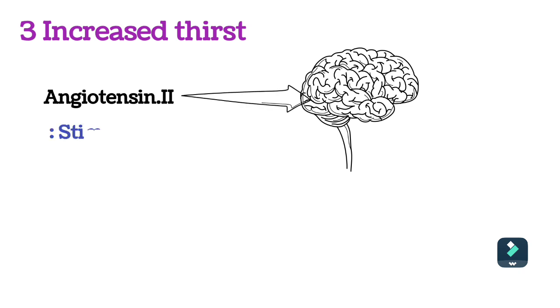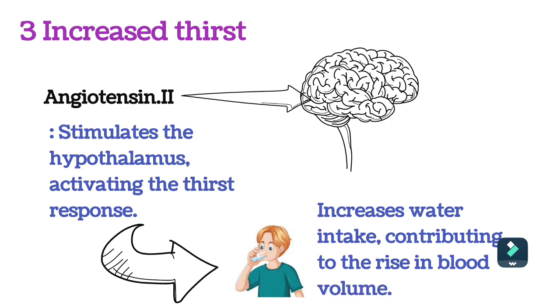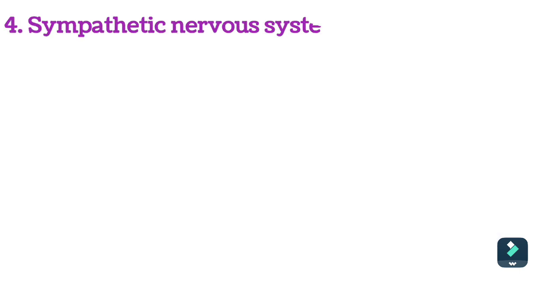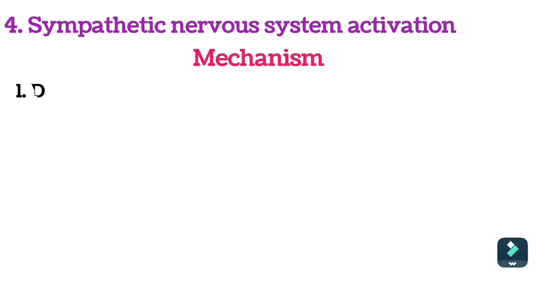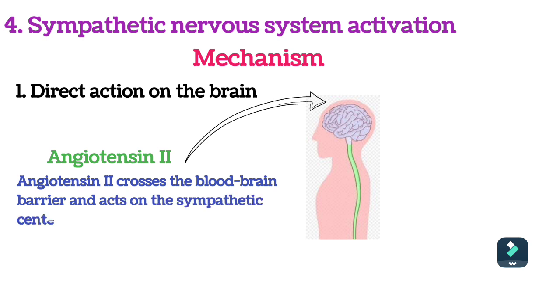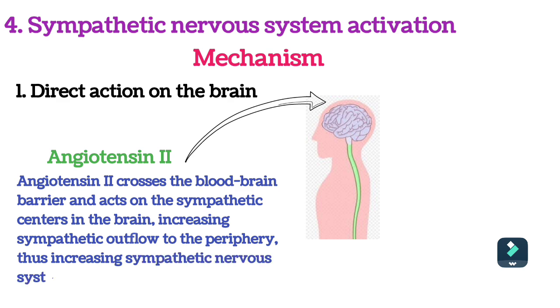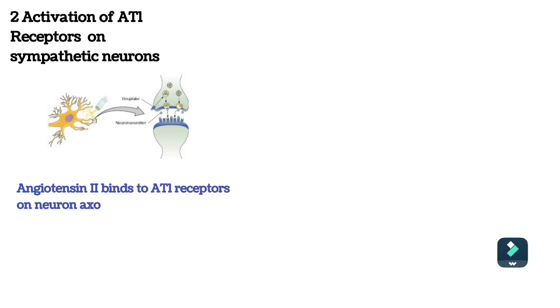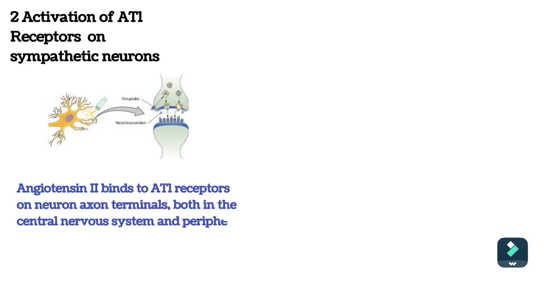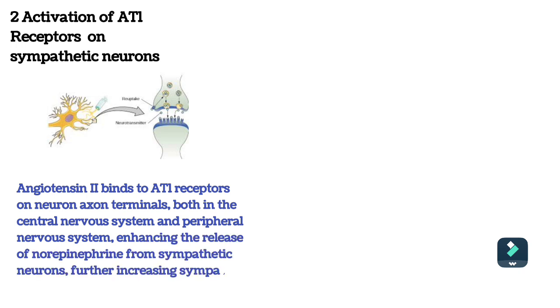Third, angiotensin II increases thirst by acting on the thirst center in the hypothalamus, leading to increased water intake, which further raises blood volume and blood pressure. Fourth, angiotensin II enhances sympathetic stimulation in the body through two mechanisms. Angiotensin II crosses the blood-brain barrier and acts on the sympathetic centers in the brain, increasing sympathetic outflow to the periphery, thus increasing sympathetic nervous system activation. Angiotensin II binds to AT1 receptors on neuron axon terminals, both in the central nervous system and peripheral nervous system, enhancing the release of norepinephrine from sympathetic neurons, further increasing sympathetic nervous system activity.